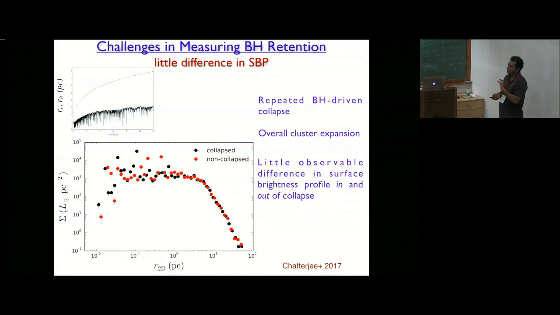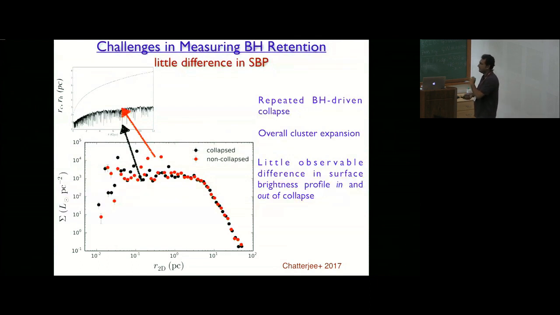One of the things that any observer measures, the most standard thing that they measure, is a surface brightness profile. This is the 2D projected distance from the center, and this is the projected luminosity density of the cluster. What I'm showing you is the surface brightness profile from this model at two different times. The red is at a non-collapse state, and black is at a collapse state.